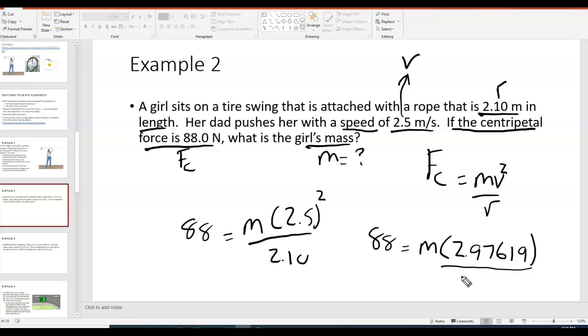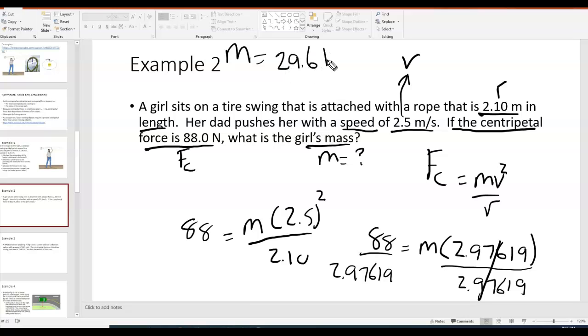So I'm going to divide both sides by this number because it's multiplying my mass. And again, the reason I don't round this number is because I'm going to round at the very end, and I don't want to mess up my answer. So I do 88 divided by that big old number right there, and I get 29.6 kilograms. And that is the mass of the girl.